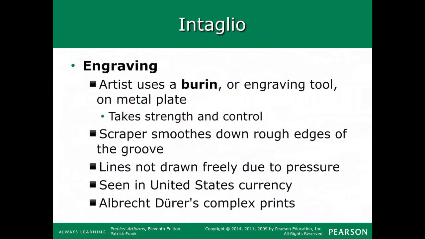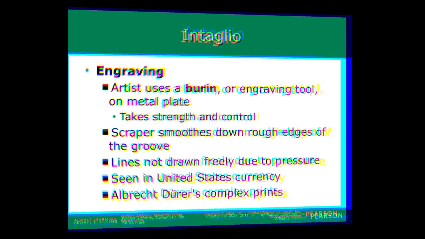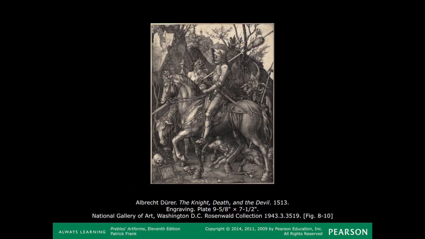So when it comes to intaglio, the lines are not drawn freely due to pressure. So there's a little bit of control involved. Intaglio is something that we see on United States currency. So we see intaglio on the dollar bills that we use. We will look at an example of intaglio by this famous artist here, Albrecht Dürer, and the work is called The Knight, Death, and the Devil.